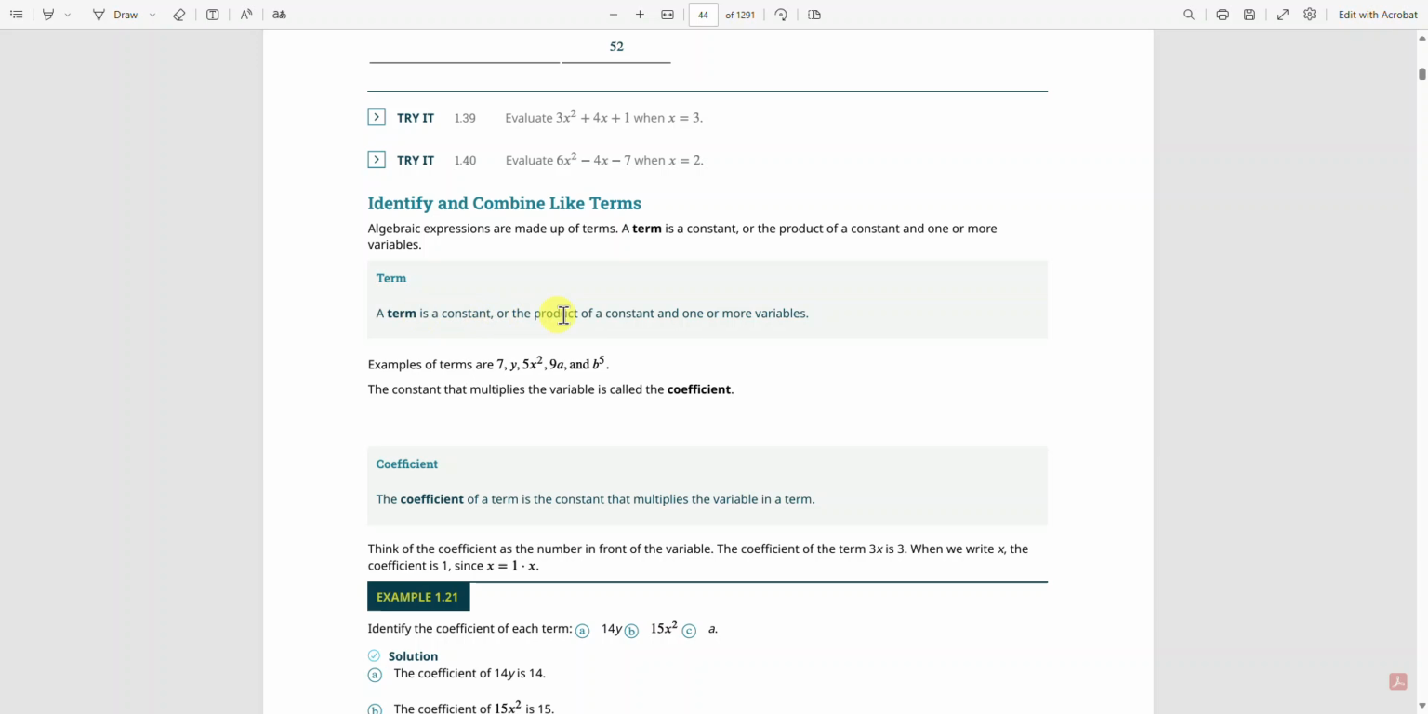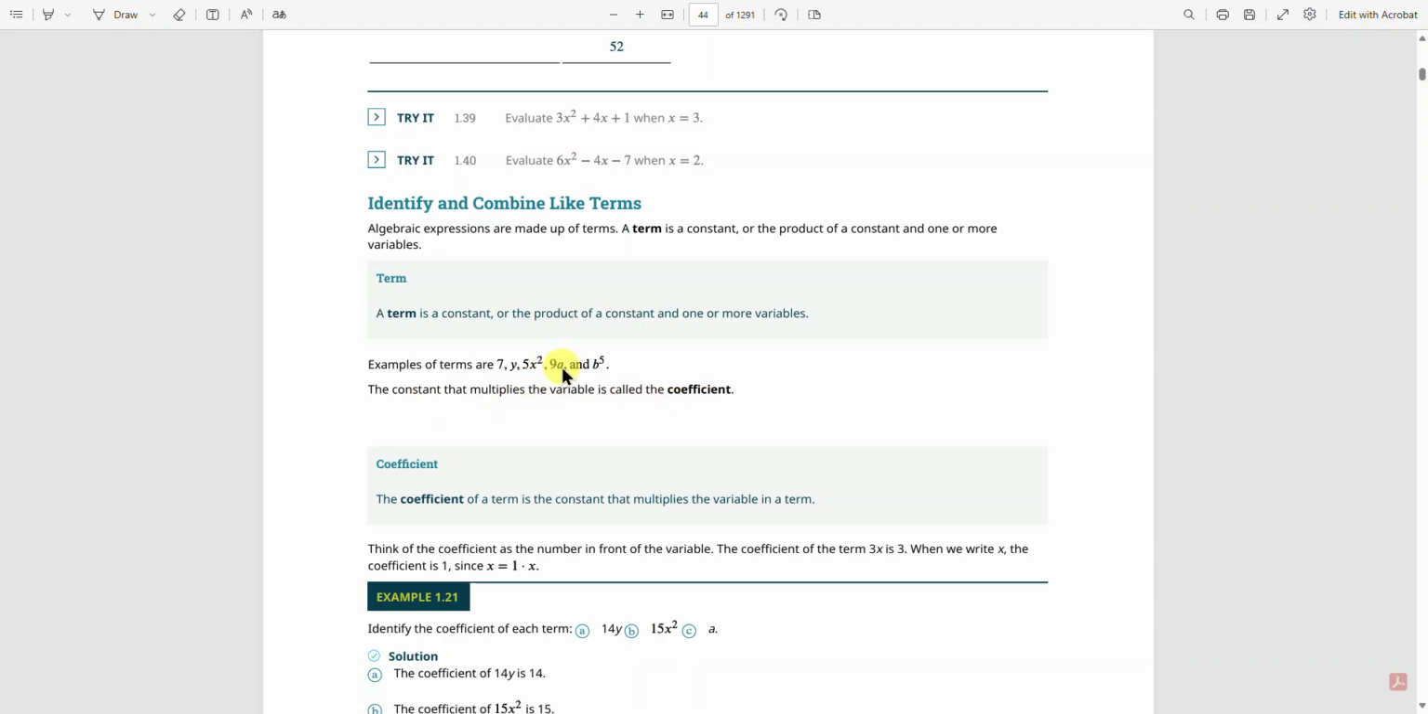So if you don't understand a definition, you probably need to go back and study the meaning of the words that are used in the definition, and then return to study the definition, okay? So we learn what a term is here, and we're given some examples of terms. We then learn the constant that multiplies the variable is called the coefficient.